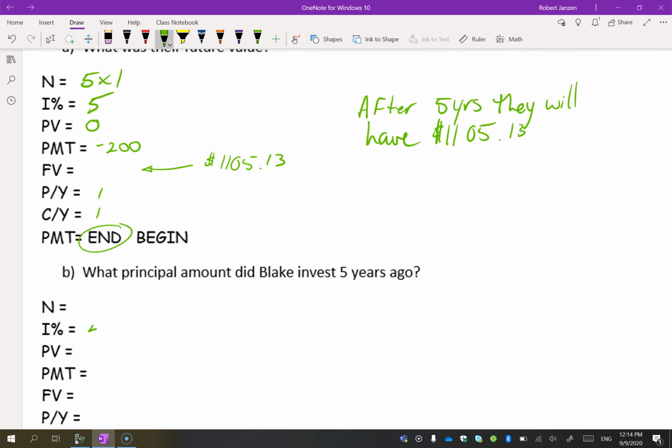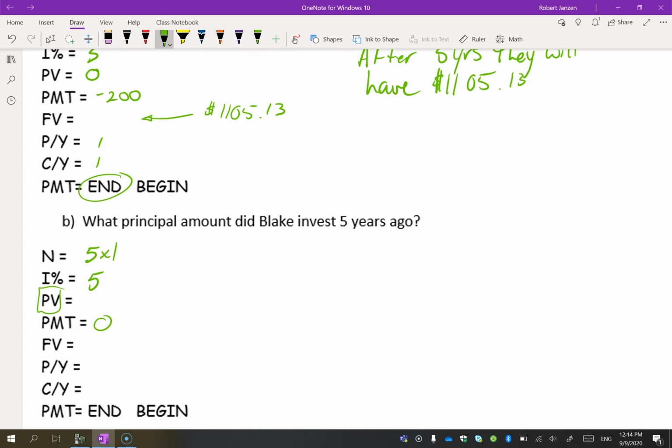Okay? They also had 5. This was 5 times 1. We don't know what he started with, but he didn't put payments in. And he ends up with $1,105.13. Now you have that on your TVM solver already. You don't have to delete it, because really it's not 0.13, it was 126, right?